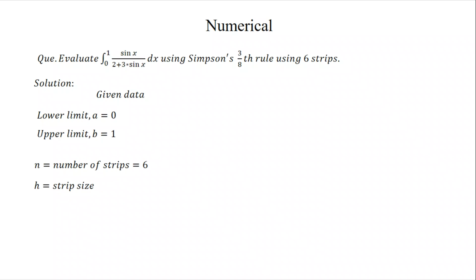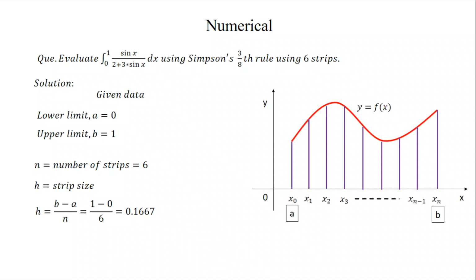So find here the strip size h. How to find this strip size? Upper limit minus lower limit upon number of strips. So b minus a upon n is equal to 1 minus 0 upon 6, which is equal to 0.1667. Once you find the strip size, we can see here the graphical representation of this curve. y is equal to f of x, and f of x here is nothing but sin x upon 2 plus 3 into sin x.